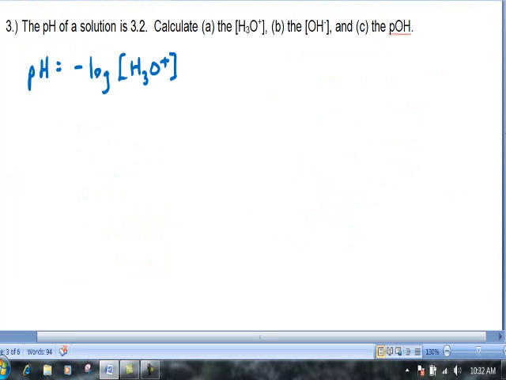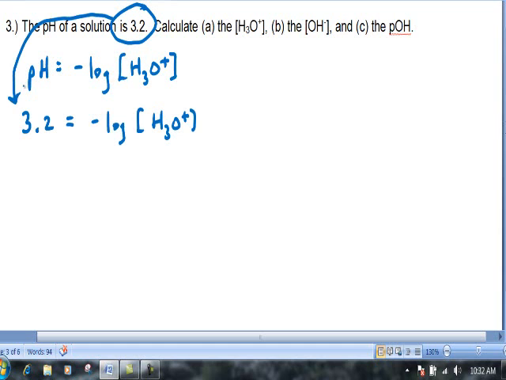This problem is similar except in reverse. In this one, we're provided the pH and we want to find what the hydronium concentration is. Again, we can use the pH equation. We take our given pH of 3.2, put that in for the pH, and set that equal to the negative log of the hydronium concentration.